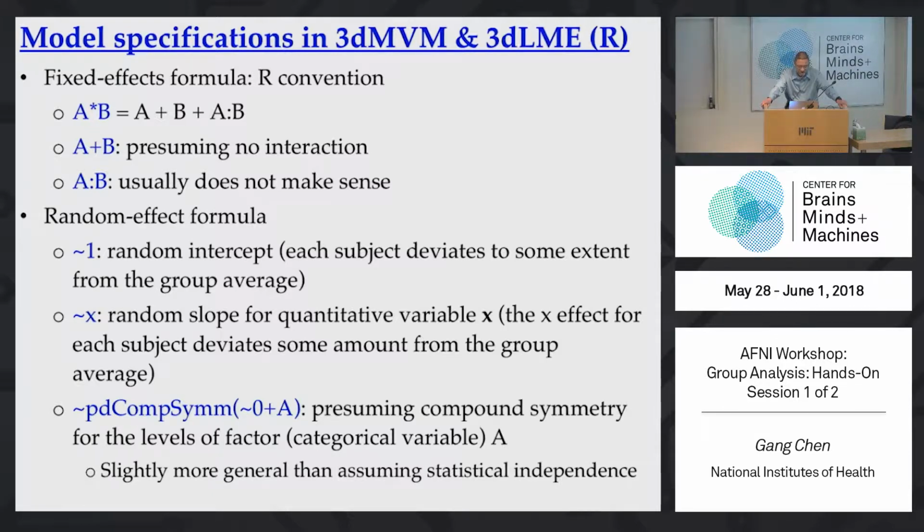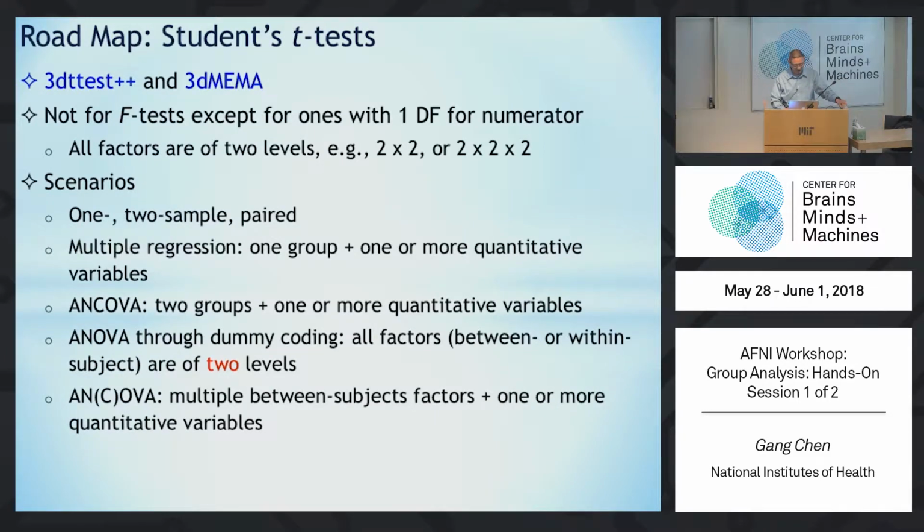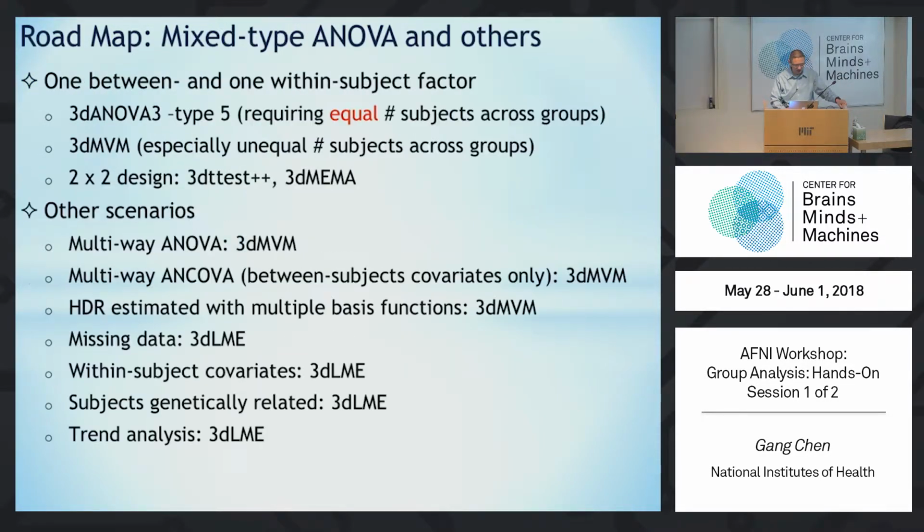For random effects, the typical ones: tilde 1 means approximately, so that's what we want, a random intercept. Tilde X means we want both intercept and slope. The next few slides are the same as we saw yesterday in the talk. I put those slides there just to help you navigate the programs, and to show which programs you would use for which scenarios of data structure.